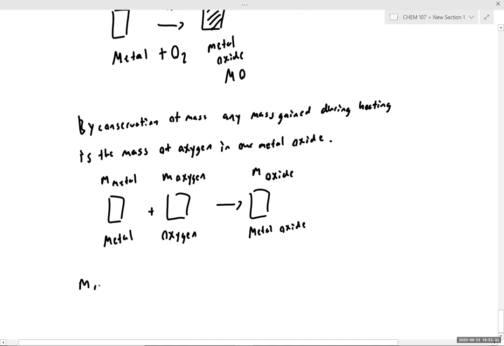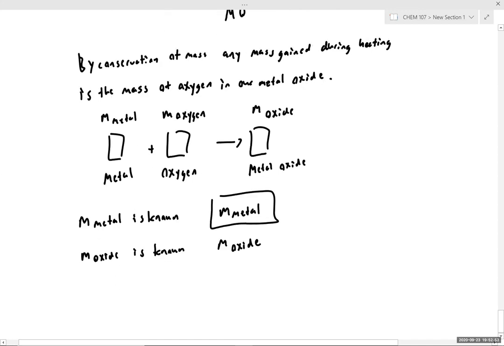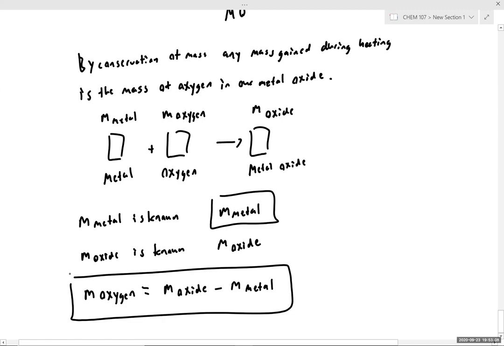So then, the mass of metal is known. We get that from weighing. So we can write down the mass of our metal. Okay. The mass of our oxide is known. We get that via weighing. And then as a result, the mass of oxygen is going to be equal to the mass of our oxide minus the mass of our metal before heating. Does this equation make sense? Yes.